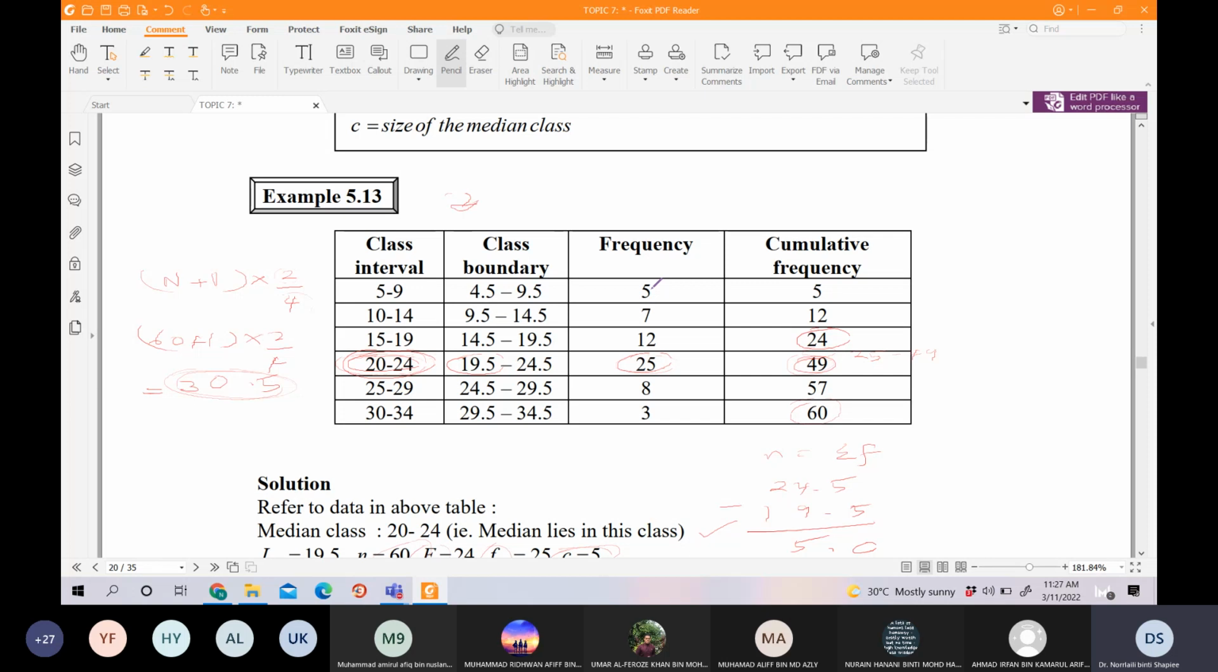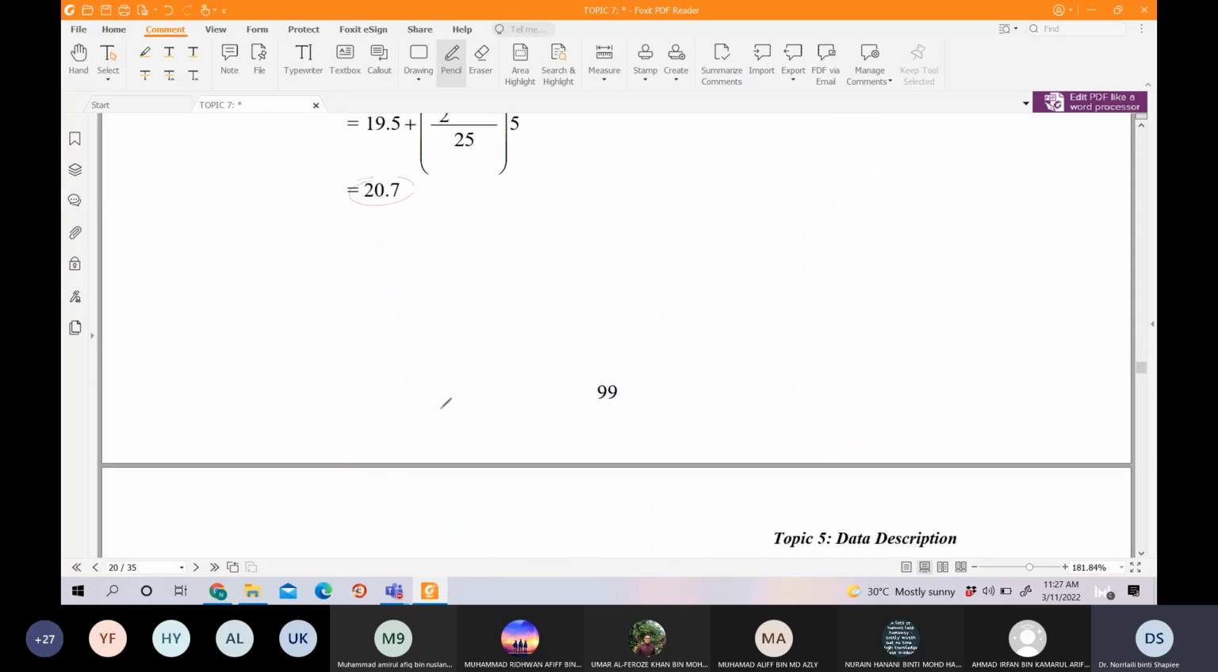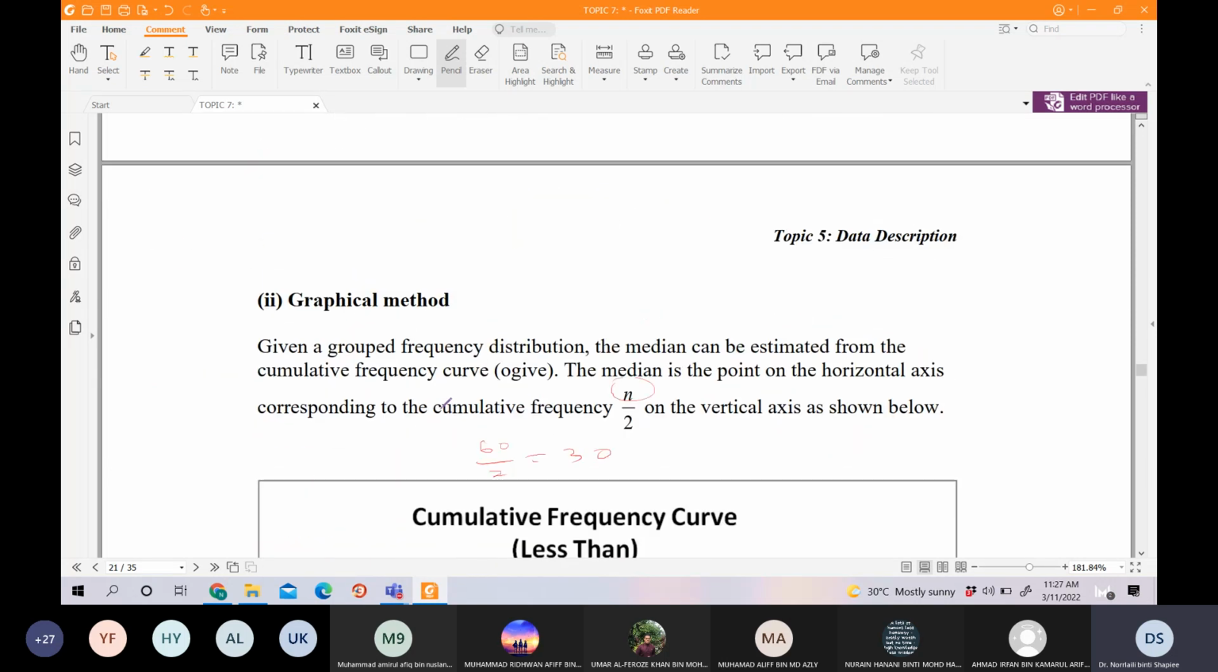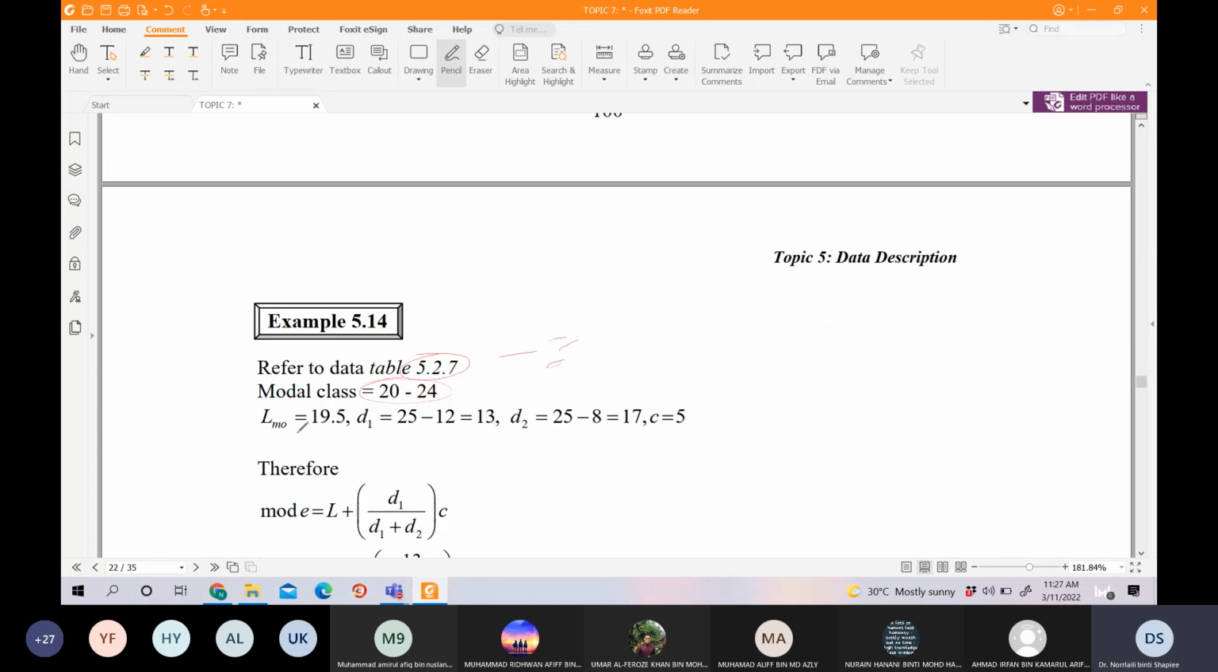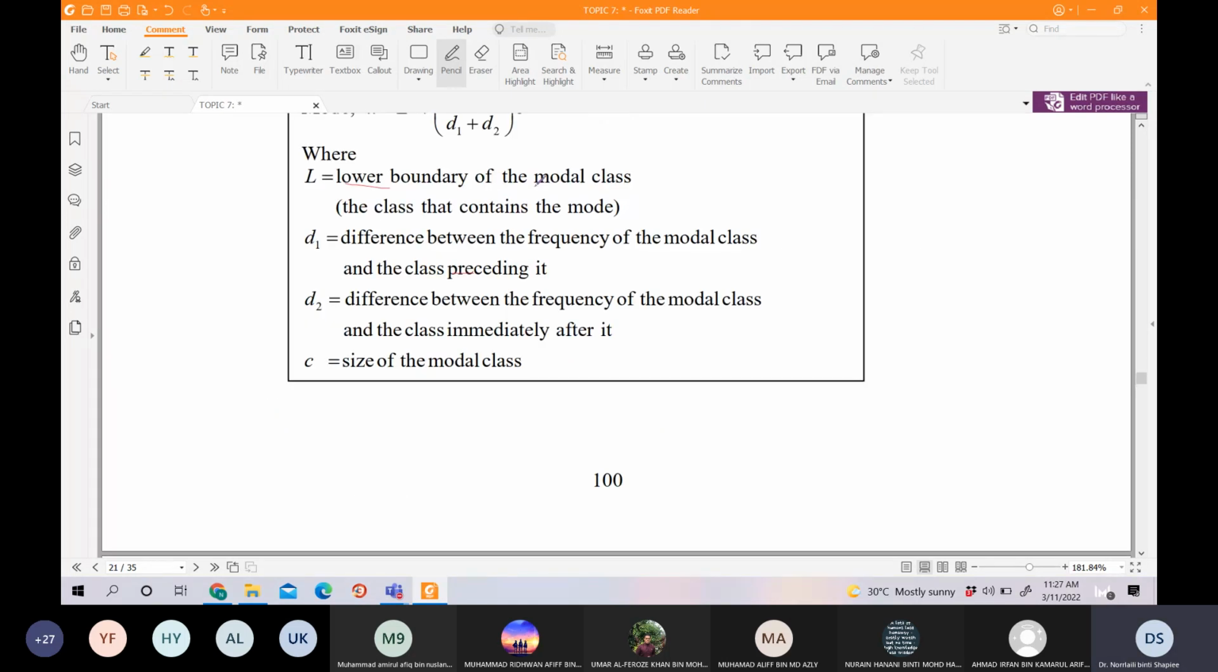So automatically the highest frequency is equal to 25. So this one is our model class. Okay. Dah dapat dah model class. So what should you do? Okay. You have to find the LMO. LMO ni apa ni? Lower boundary of the model class.